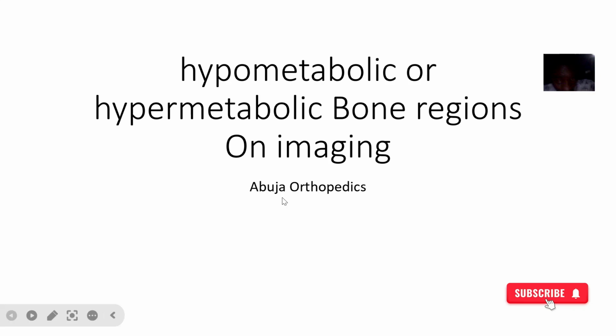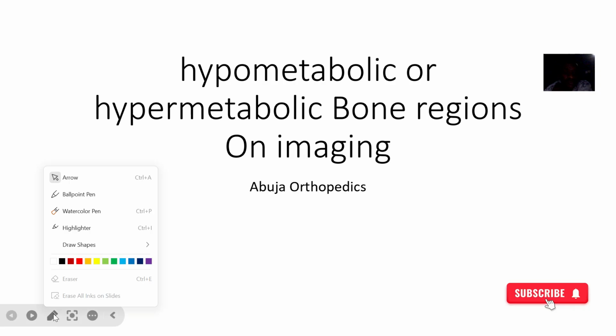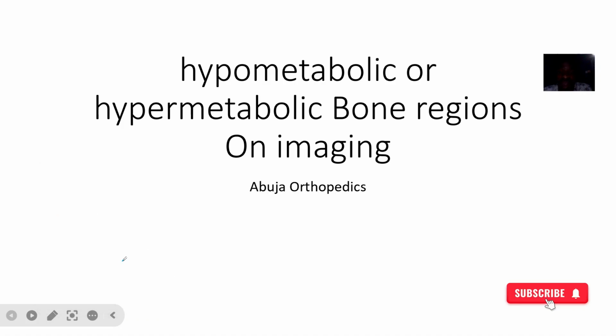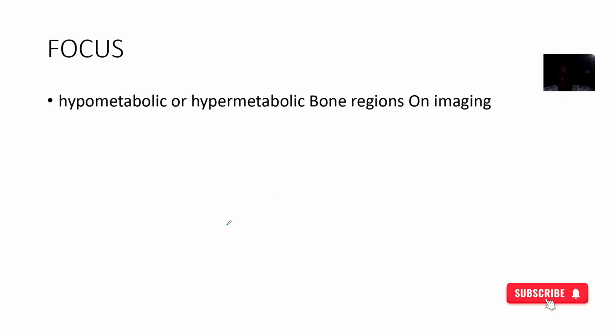Alright, so we'll try to look at some bone changes that you could actually see on imaging. This one shows whether the bone activity at the place is too much or too low. Do you understand? So if it is low, you say that it's hypometabolic. If it is high, you say that it was hypermetabolic. So let's look at how their characteristics will actually look on imaging.